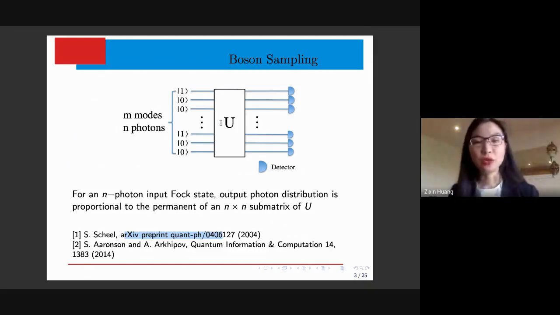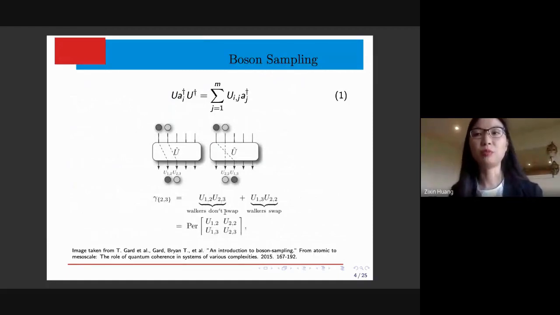Now, if the unitary U is chosen from the Haar distribution and m is much larger than n, that is, we have many more modes than the number of photons, then Aaronson and Arkhipov show that the submatrix approximates that of a random matrix, and in this case, calculating the permanent is known to be #P-hard. So this means that it scales exponentially on a classical computer, which is why we think that boson sampling is post-classical.